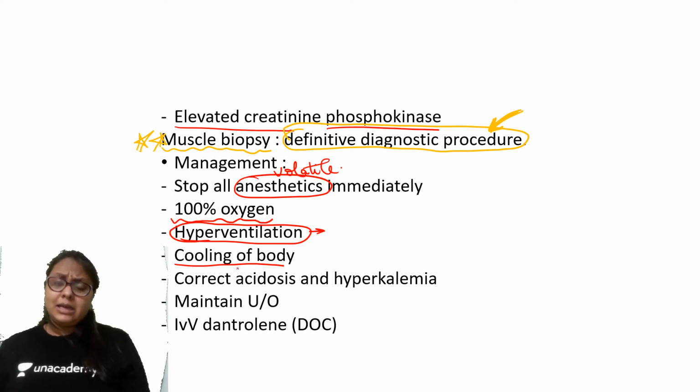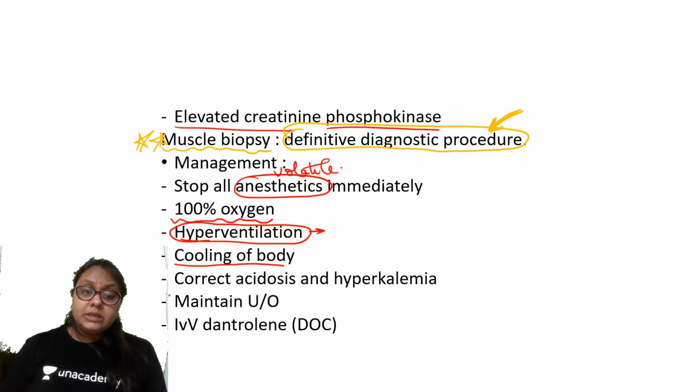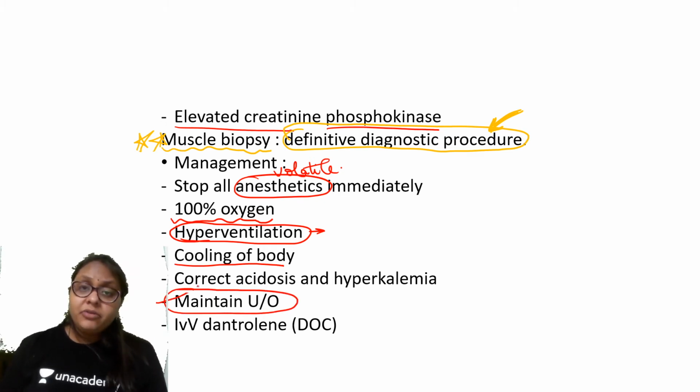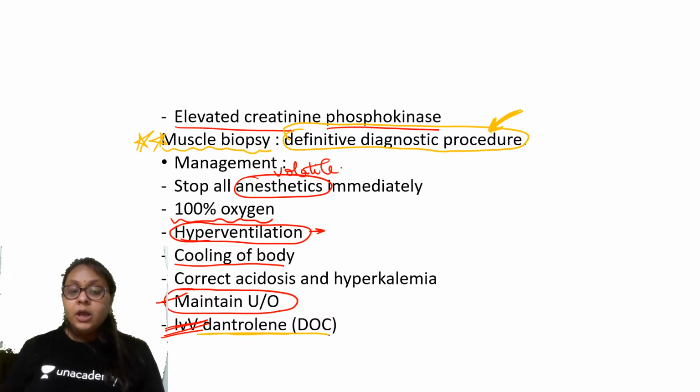Correct hyperkalemia, correct acidosis, and always remember to maintain urine output, give correct hydration. And if the drug of choice is asked for malignant hyperthermia, then that is IV dantrolene. IV dantrolene is the drug of choice for malignant hyperthermia.